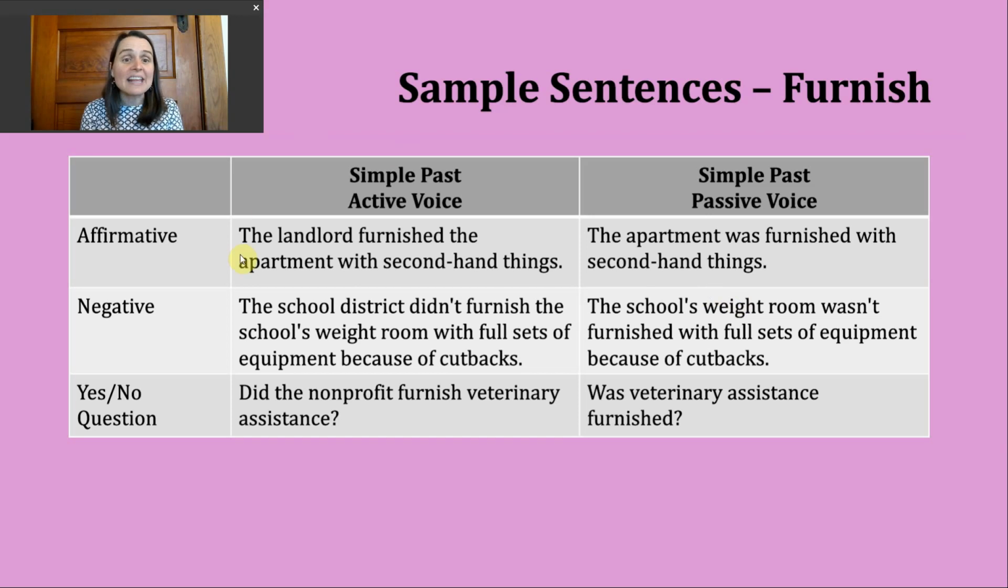Now let's look at it in the active voice. Now we're going to know who's responsible. The landlord furnished the apartment with secondhand things. Okay. Again, both sentences are fine to use.